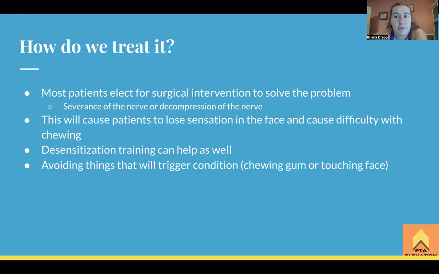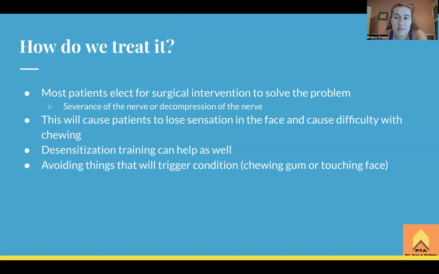But most people kind of weigh their odds and they're just like, I'm okay chewing on the left side if it means the right side of my face stops burning constantly. So again, if the patient's electing for a more conservative treatment, desensitization training can help with various things that we're going to do to the face. Avoiding things that will trigger the condition is a big one. So not touching the face, not chewing gum or anything like that. These are the big things, but most of the time it's going to be that surgical intervention that ends up quote unquote curing this patient.